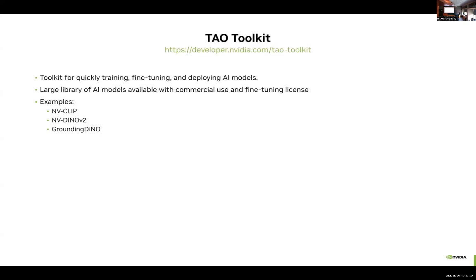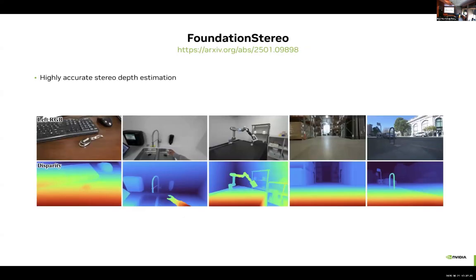And then there's the TAO toolkit. TAO is basically a toolkit for both quickly training models and also providing pre-trained models. So, for example, taking DINOv2, and actually we've taken that and we've retrained it with commercially licensable data so that you can basically use it commercially if you'd like to. I suggest going to this website. There are hundreds of networks that we've retrained basically.